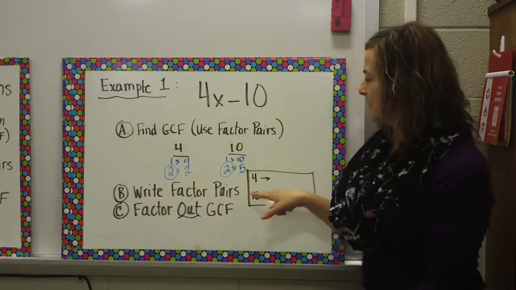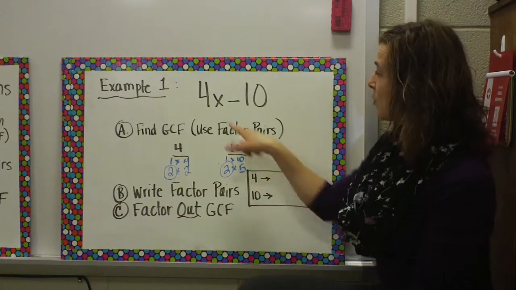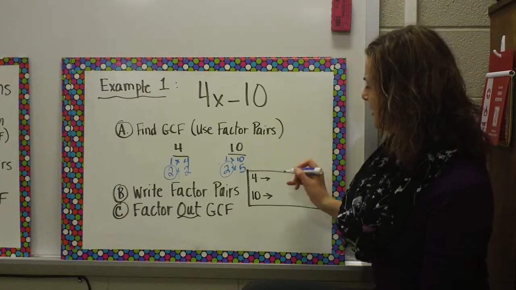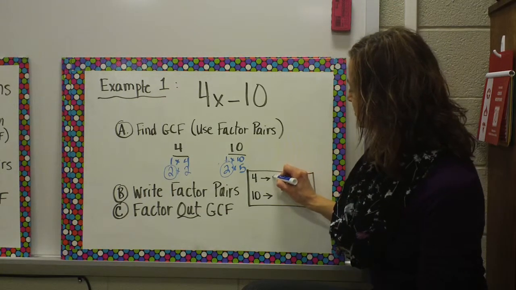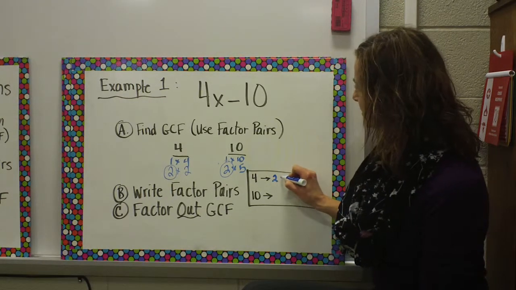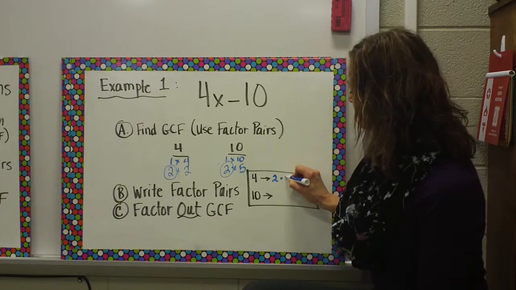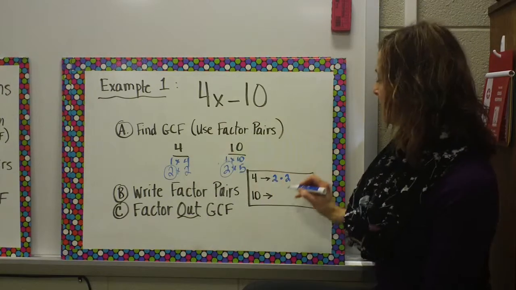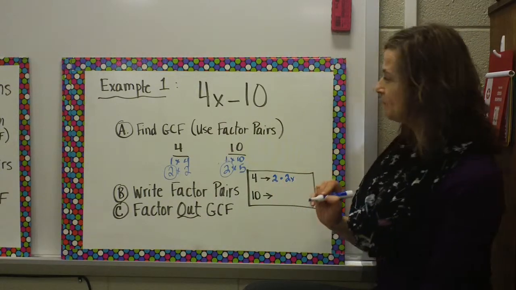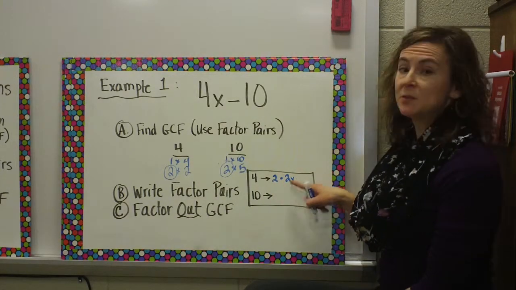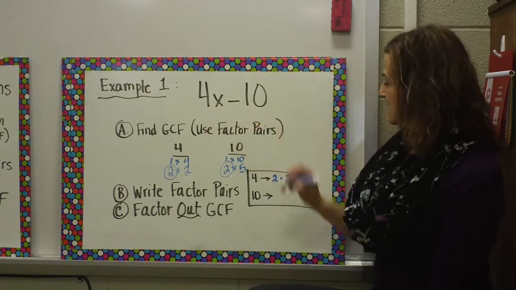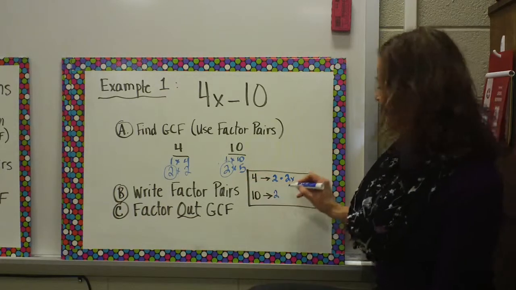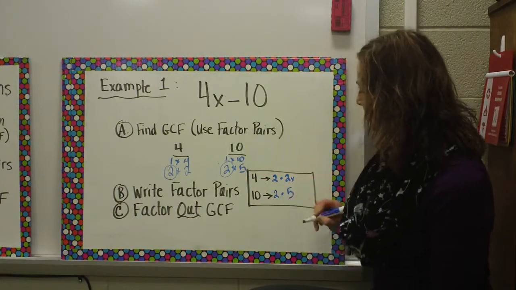Step 2 says write out the factor pairs. So for 4, I am going to have 2 times 2, and then because I have this x attached to 4, 4 is the coefficient, I'm going to include my x here. 2 times 2x will give me 4x. To get to 10, the greatest common factor is 2 times 5.